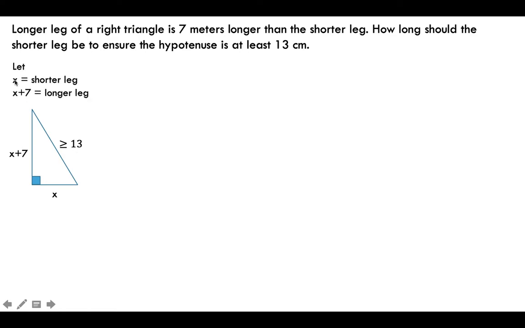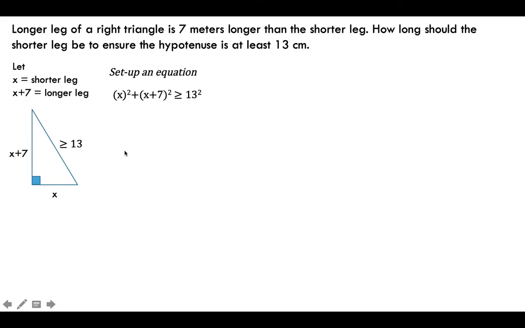So this is the label. This is our shorter leg and this is our longer leg. Next is to set up an equation that we're going to use. According to the Pythagorean theorem, the sum of the squares of the shorter leg and the longer leg is equal to the square of the hypotenuse. So we can set up an equation like this. We square the shorter leg, square the longer leg, and square the hypotenuse. We are going to find their sum, and it must be equal to the hypotenuse squared if it is a right triangle.